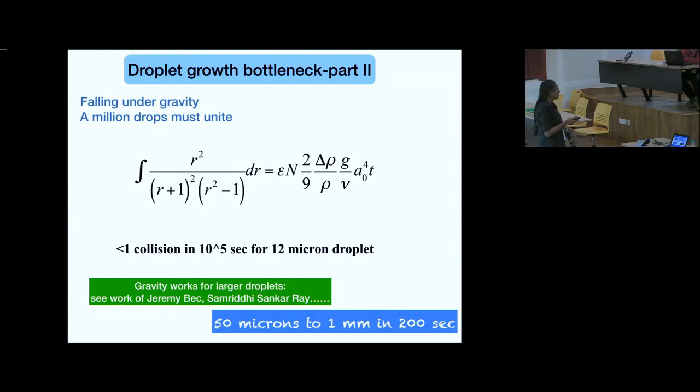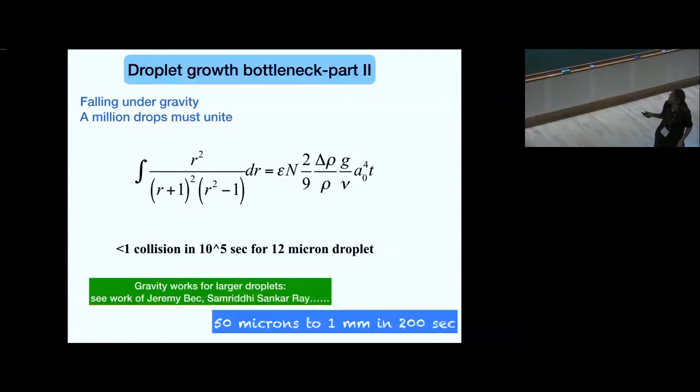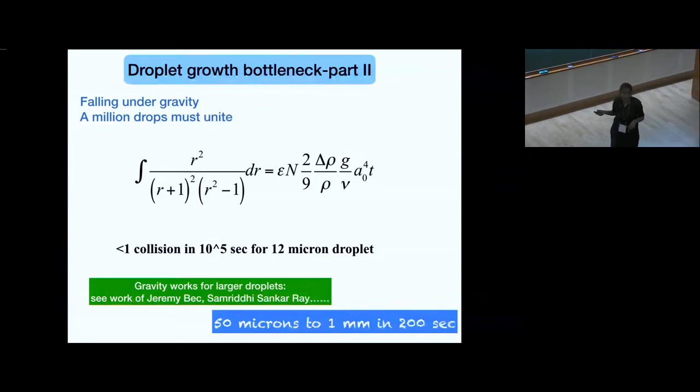What about gravity? Okay, so these drops are slowly falling under gravity. They can mop up smaller droplets which are lying in their way. And please note that for a 10 micron drop to become a 1 millimeter drop, it has to coalesce with 1 million of its fellows to become one 1 millimeter drop. So that is a tall order, as we will see.